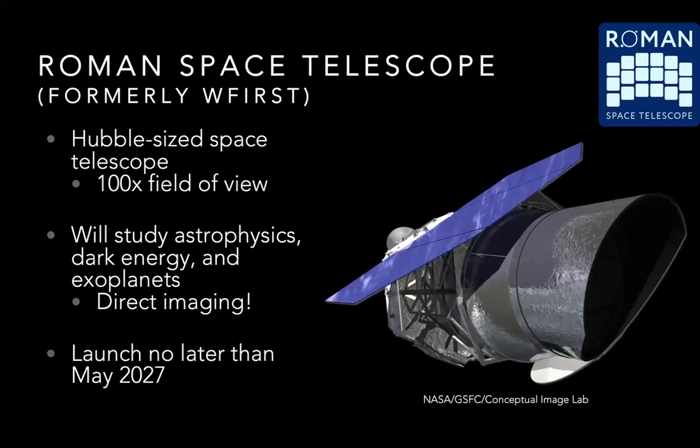It'll do lots of cool science like astrophysics, dark energy, and exoplanets, and I'm very biased. I'm from JPL and I work on one of the instruments called the Coronagraph. So I'm most excited about direct imaging, but it will also look for planets using the transit method and microlensing. And we're supposed to launch no later than May of 2027.